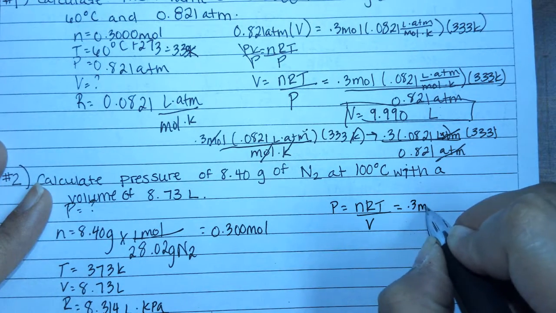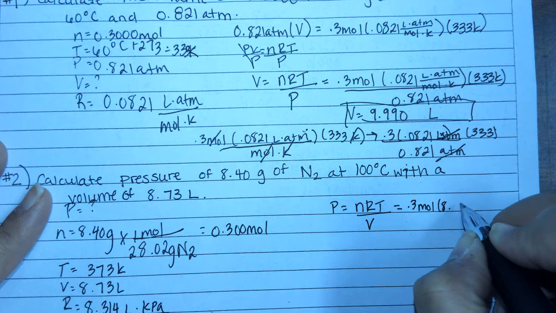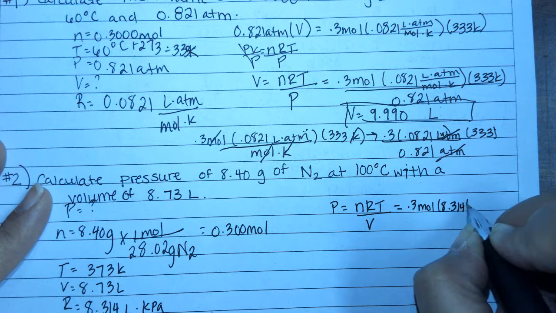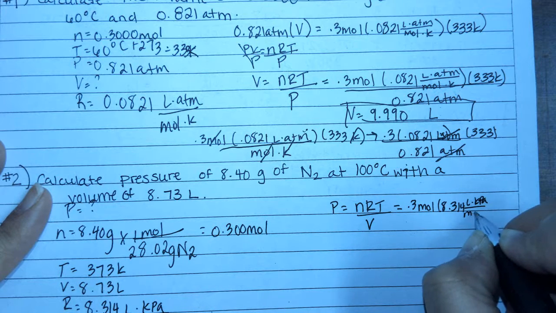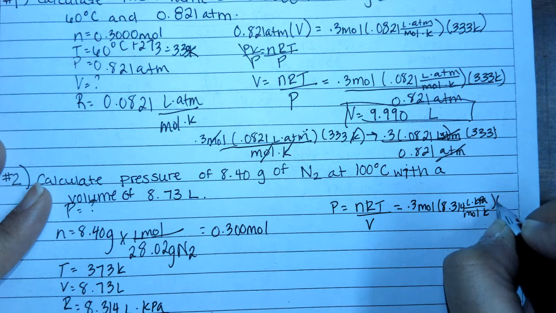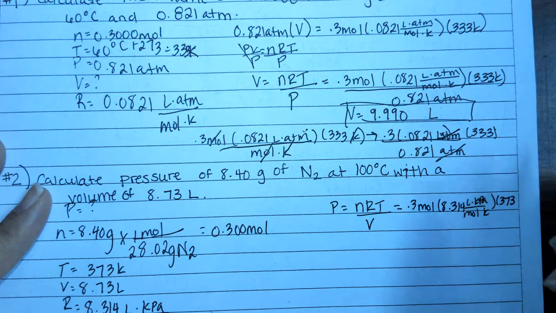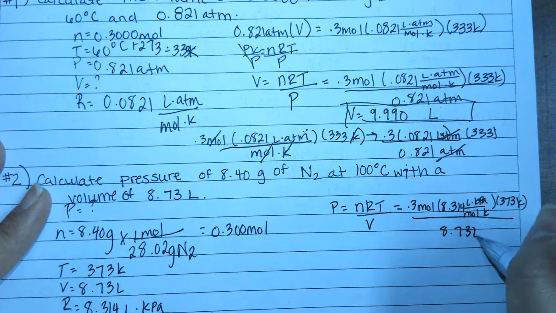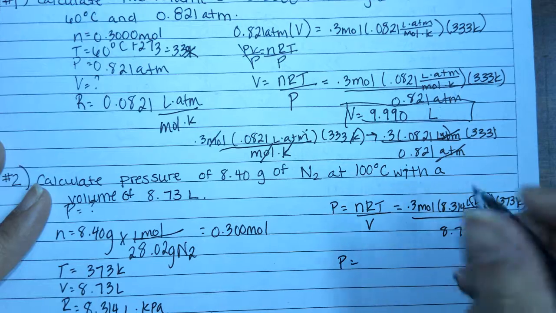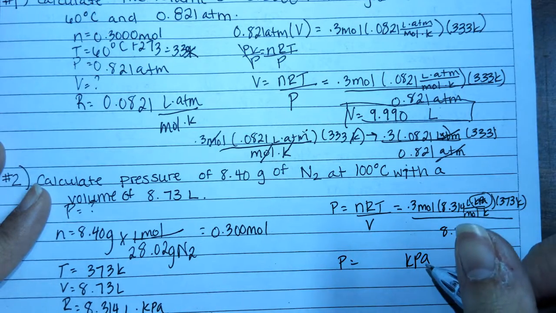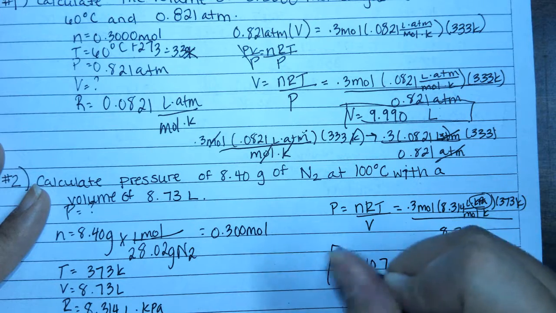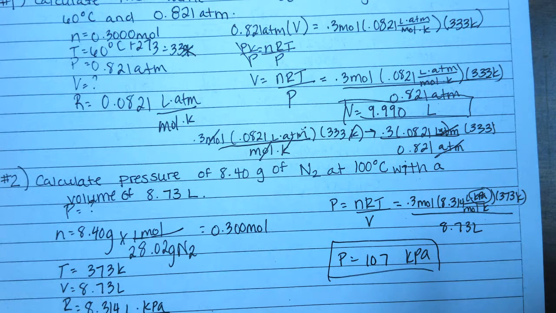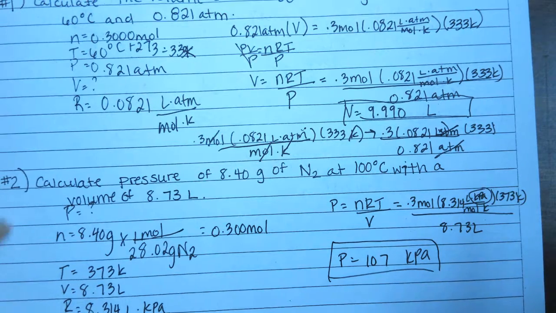So it's nRT divided by V, and that will give us our pressure. So we're going to do 0.3 moles multiply by 8.314 liters kilopascal per moles Kelvin, times our temperature, which was 373 Kelvin, divided by our volume, which was 8.73 liters. Everything cancels out except for kilopascal. And so when we plug this into our calculator, we get 107. Alright? If you decide to use the 0.0821 liters atmosphere per moles Kelvin, you will get 1.05 atmospheres. So I'll look for both answers.